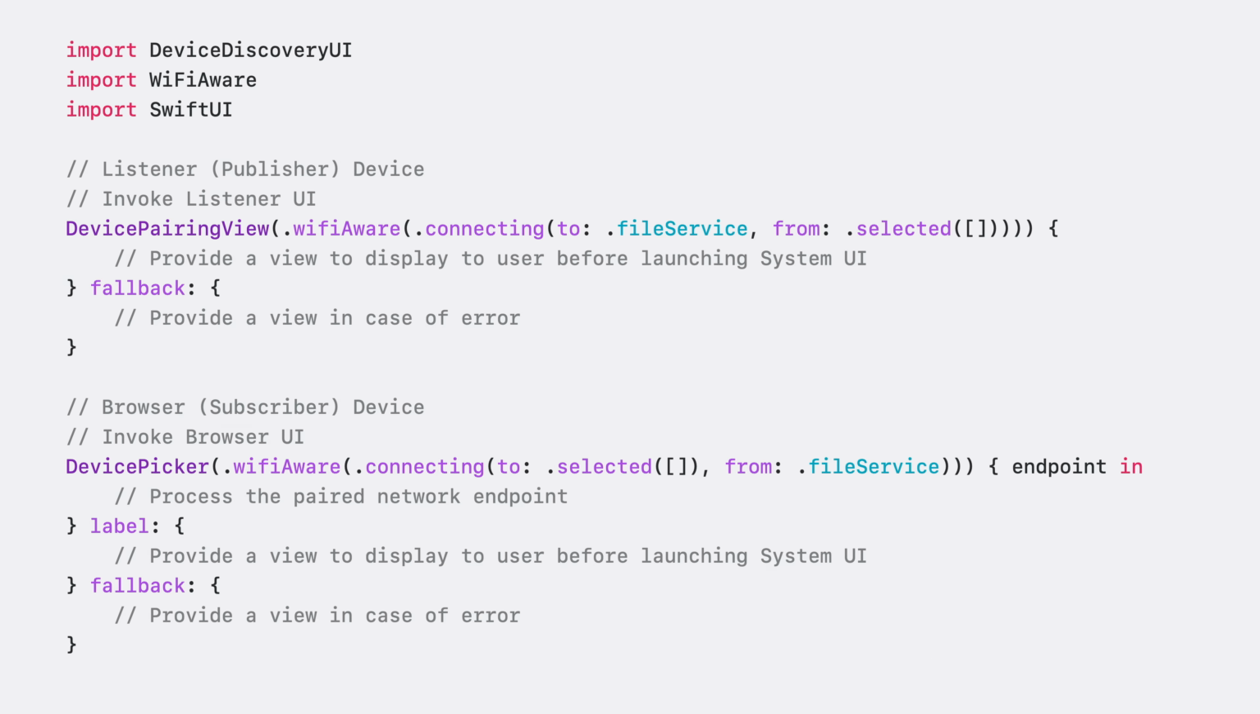Now that we have seen the device discovery UI flow, let's look at some code. On the listener side, your app will create a device pairing view by passing it the service to advertise. On the browser side, your app will create a device picker view by passing it the service to discover. When a discovered device is tapped, Device Discovery UI will vend a connectable network endpoint to your app. If required, Device Discovery UI will perform pairing before providing the network endpoint.